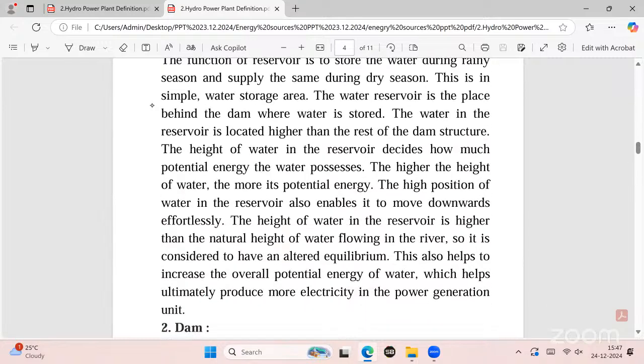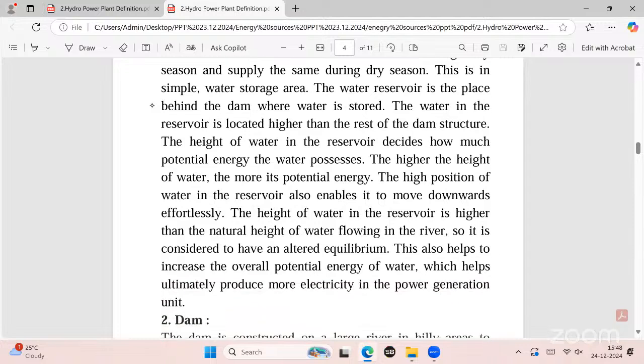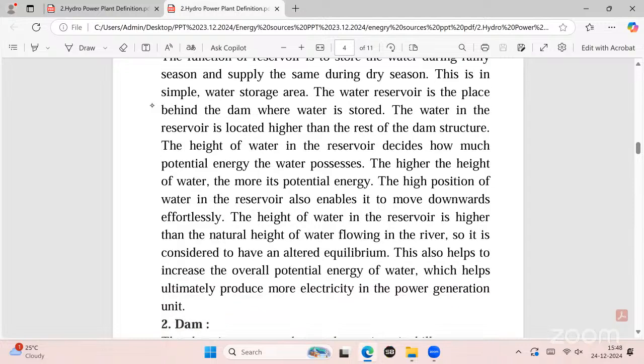So, description about water reservoir. I have given the total notes. You can take the important points, read all the sentences, and whatever you remember, write it. You'll get the marks.